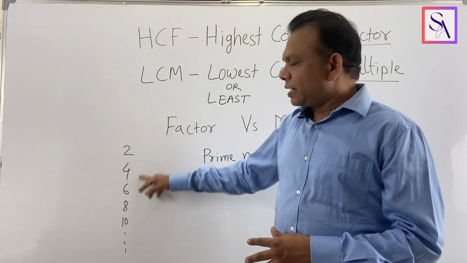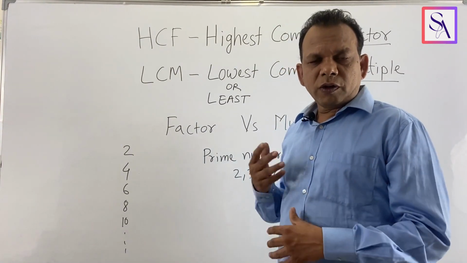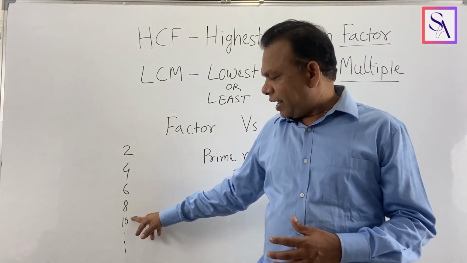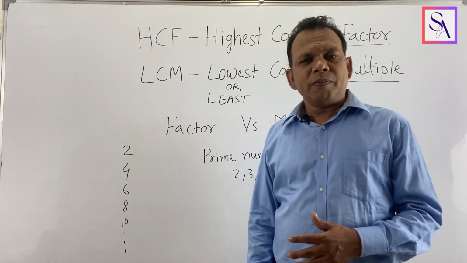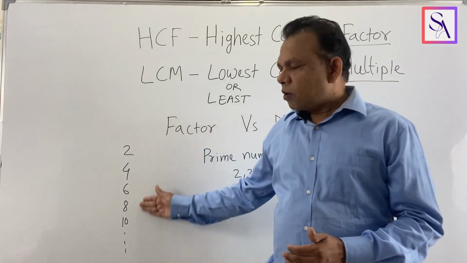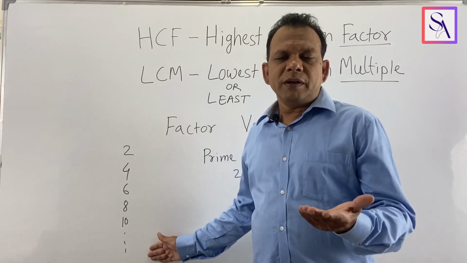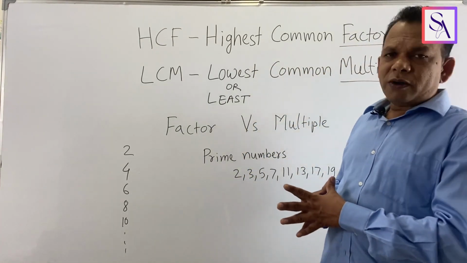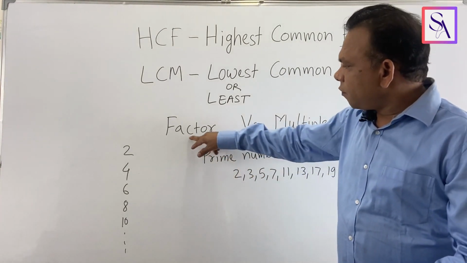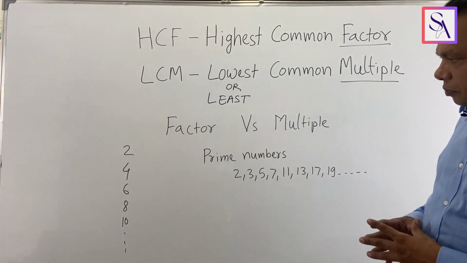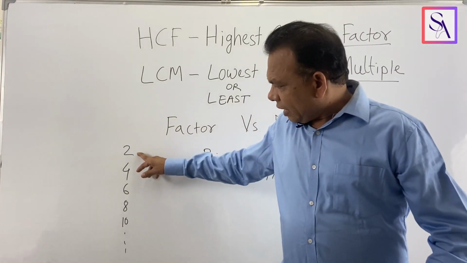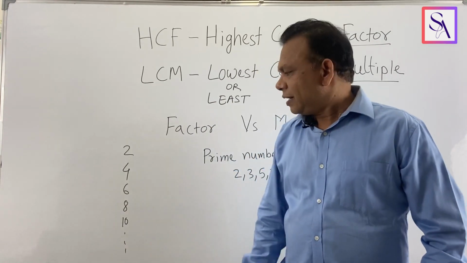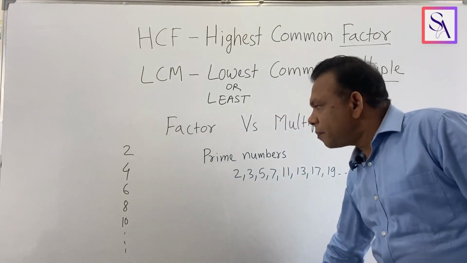So we know the table of 2: 2 ones are 2, 2 twos are 4, 2 threes are 6, right? 2 fours are 8, 2 fives are 10, 2 sixes are 12 and so on up to 20. This table we learned in maybe first standard or even before. So we need to understand the concept of factor and multiple. In the table of 2, these 4, 6, 8, 10, 12, 14 and so on are called multiples of 2.